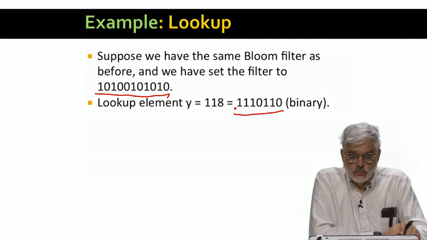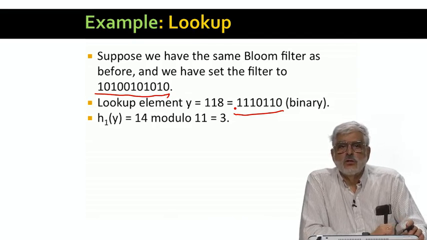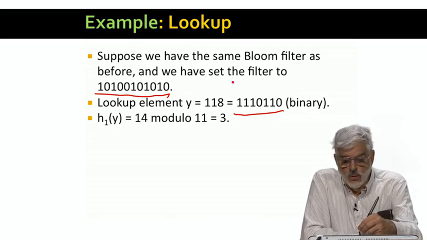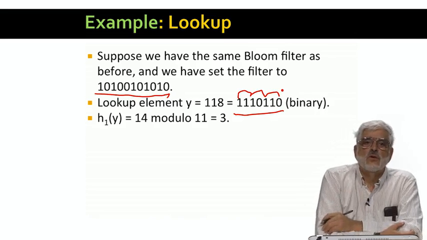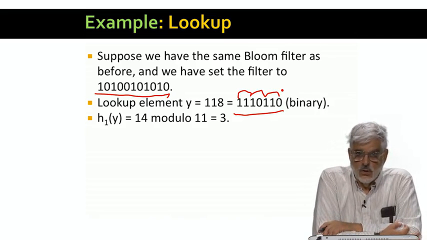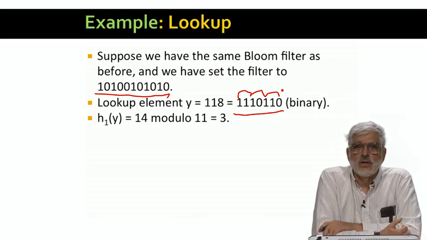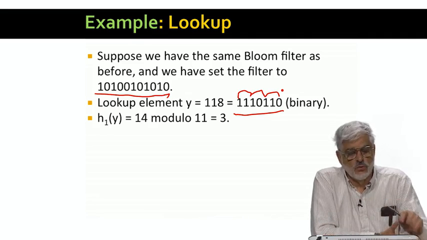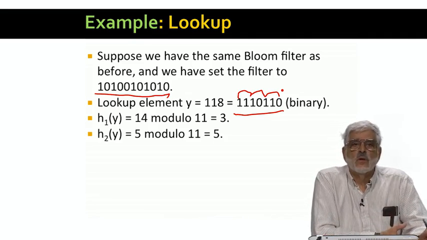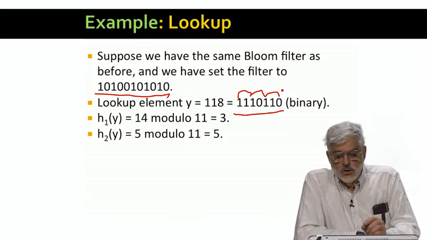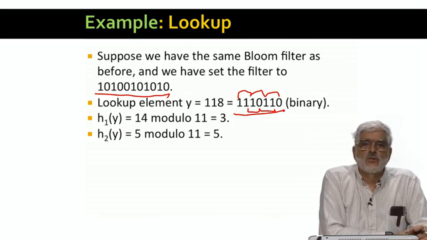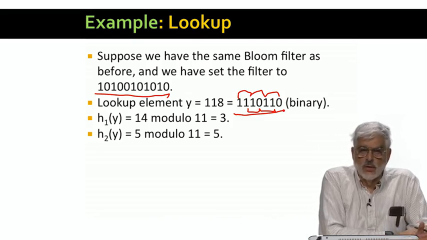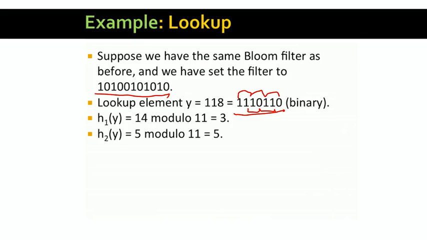Now, the odd positions form 1, 1, 1, 0, which is 14 in decimal. Thus, H1 of 118 is 14 modulo 11, or 3. The even positions give us 1, 0, 1, which is 5 in decimal, and 5 modulo 11 is 5, so H2 of 118 is 5.